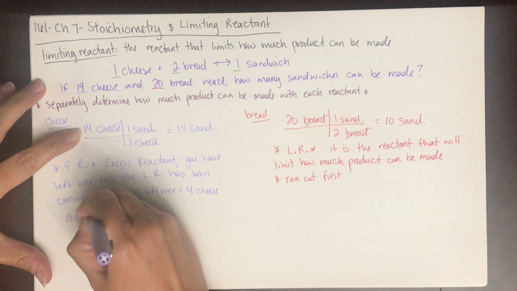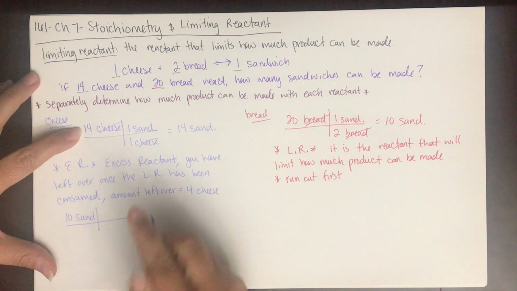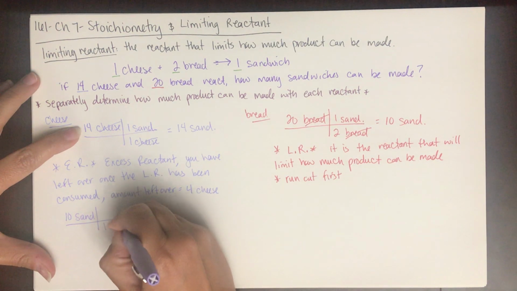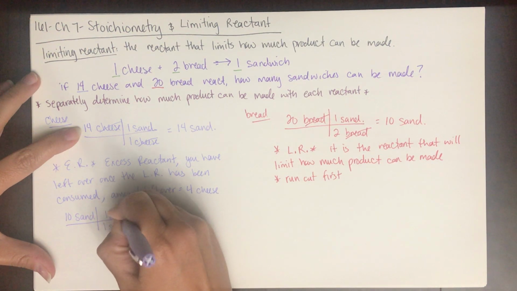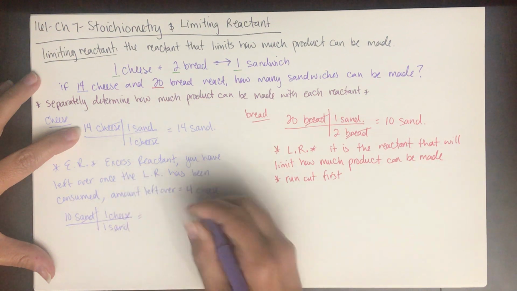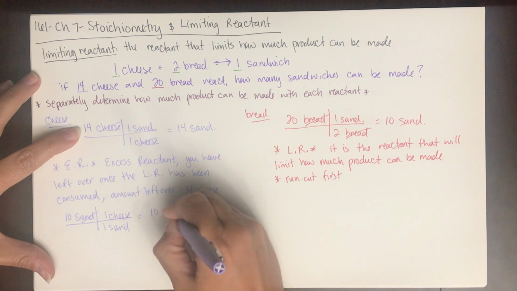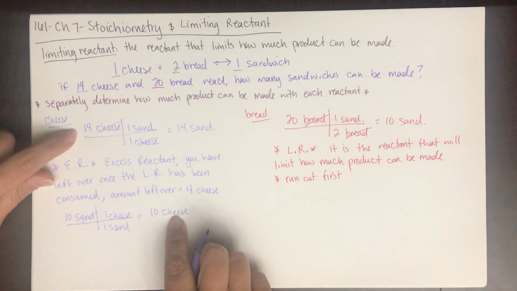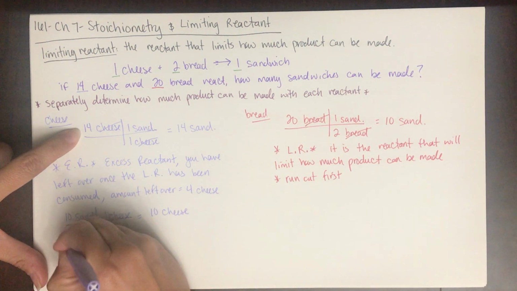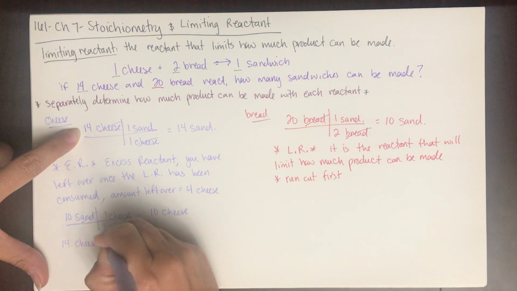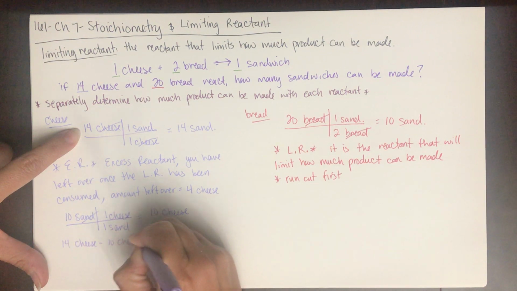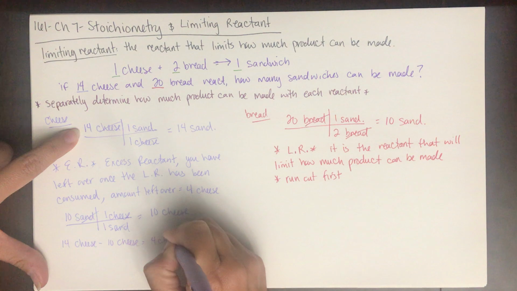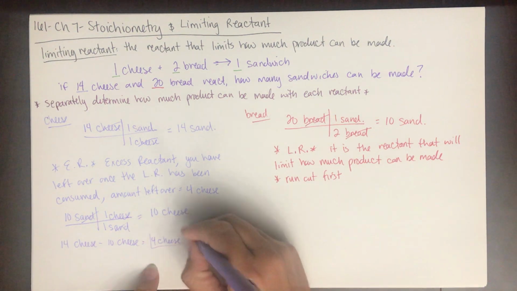So if I need 10 sandwiches, I'm going to make 10 sandwiches, and the mole-to-mole ratio is for 1 sandwich I need 1 piece of cheese. Sandwiches will cancel. That means I needed 10 cheese. So I needed 10. I have 14. 14 cheese minus 10 cheese equals 4 cheese. So this is what's left over.